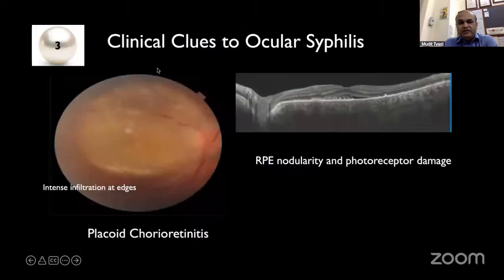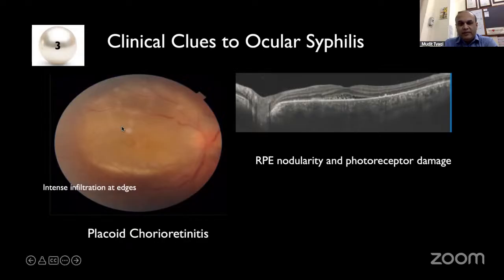Now, one more disease which can be very easily identified, something we are seeing more and more in our clinics these days and something a lot of people end up missing. But once you realize how it looks, it is very difficult to miss. So this is basically a pattern of ocular syphilis.